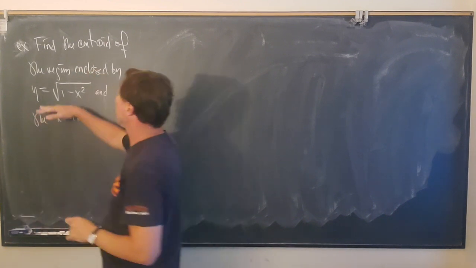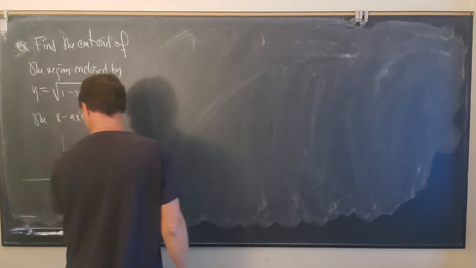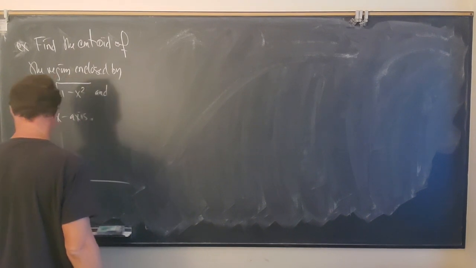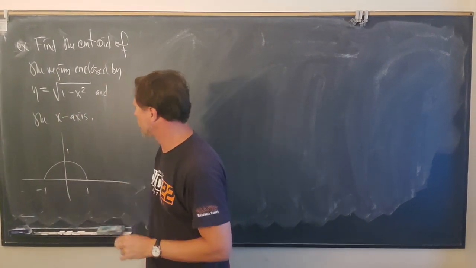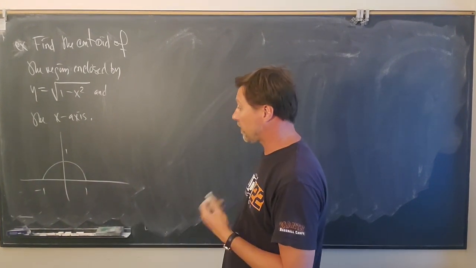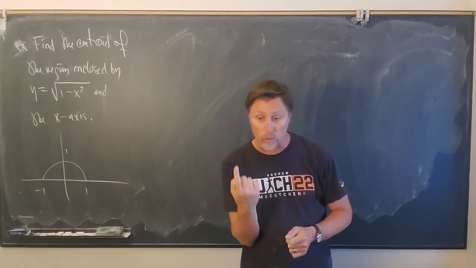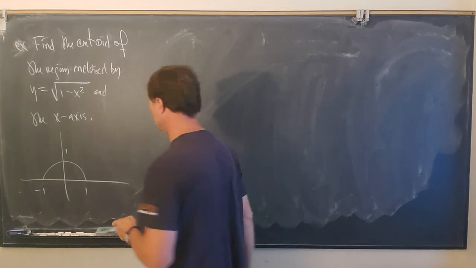Hopefully you recognize the graph of this as the upper half circle of radius 1. So our picture looks like that. That should be symmetric; the way I drew this is maybe a little lopsided, but there's the idea. We want to find the centroid. If you imagine taking a half circle, cutting it out, holding it horizontal, and then finding the balance point, that's what we're looking for.